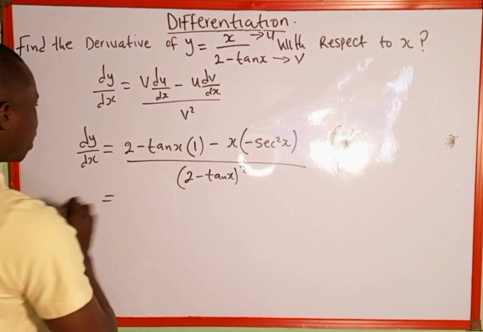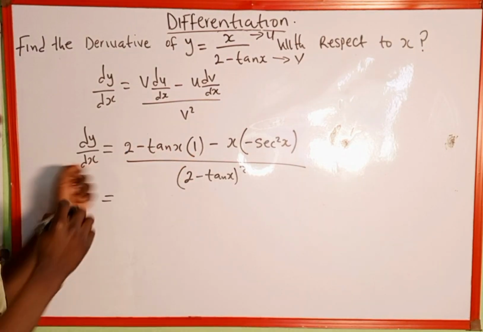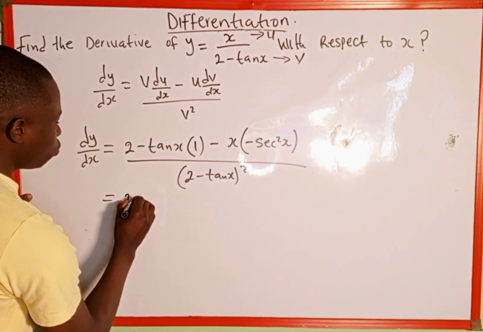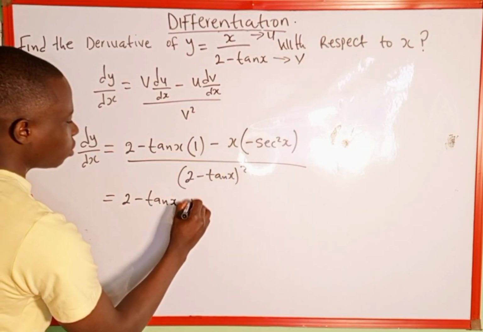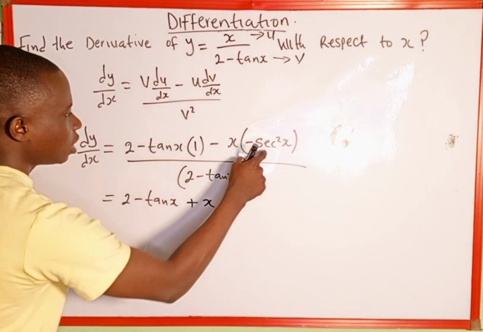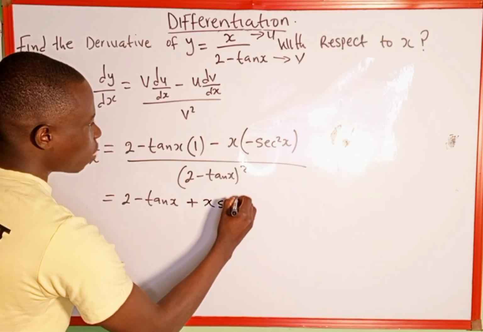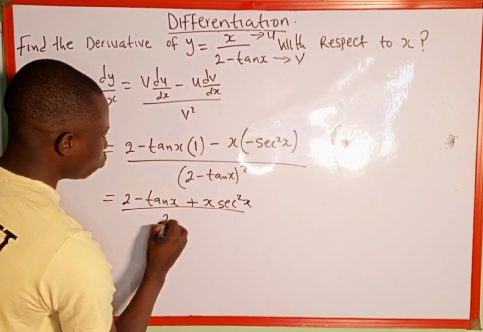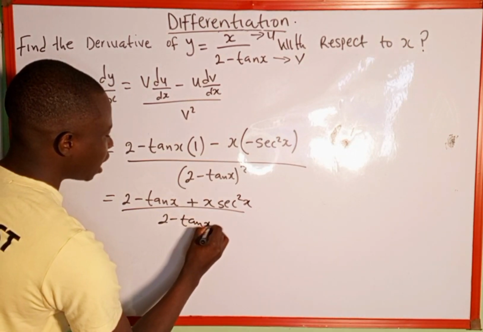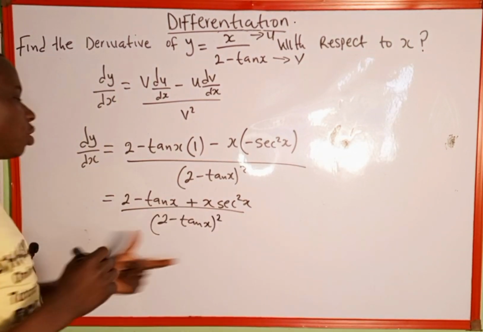Now we're going to simplify this further. 1 multiplied by everything here is going to be the same as what? 2 minus tangent x. Then minus multiplied by minus is going to be positive x, then sec square x. Then everything all over 2 minus tangent x, then all square. We're not going to stop at here.